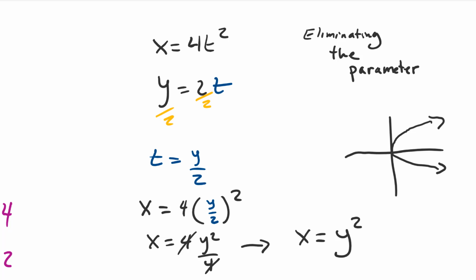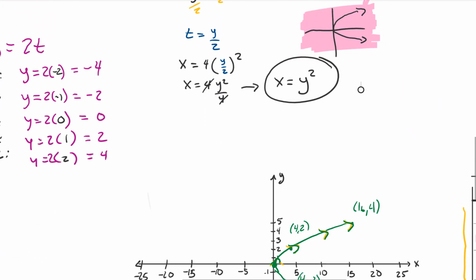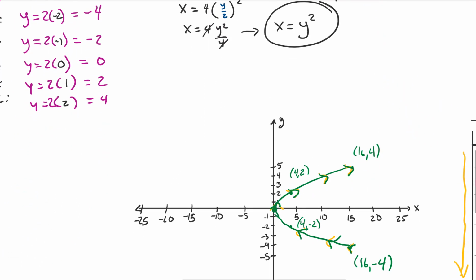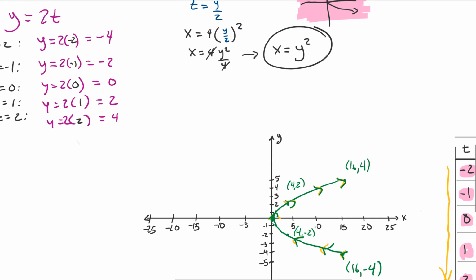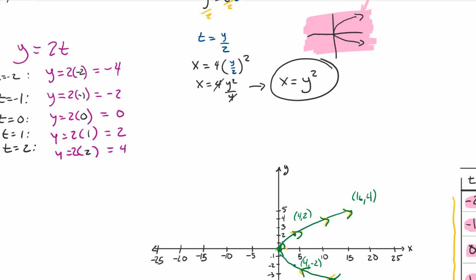The only thing we missed is we just don't know where we're allowed to draw, because look what I drew. I drew an actual parabola on its side. But look at these arrows I put in. It doesn't go on forever. We graphed it before. It only goes to 16, 4 and 16, negative 4. It doesn't go any further than that. So eliminating the parameter will get you the shape really quick, but we won't know how far to graph.